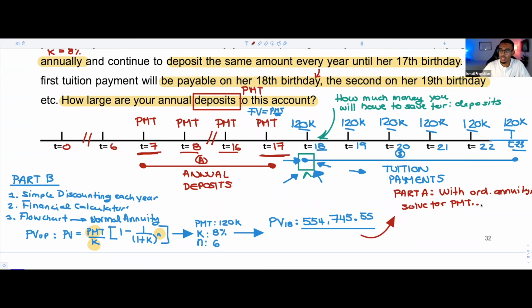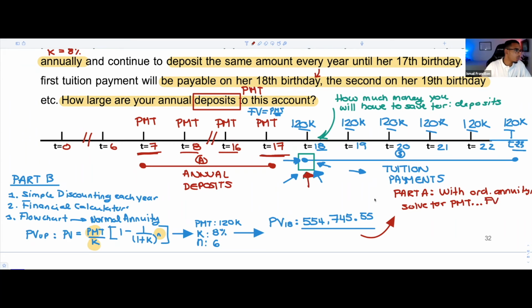Now let me ask you this. Are we using the future value or the present value formula? Which one are we looking for? We're looking for the amount here. So yes, we're using the future value formula.